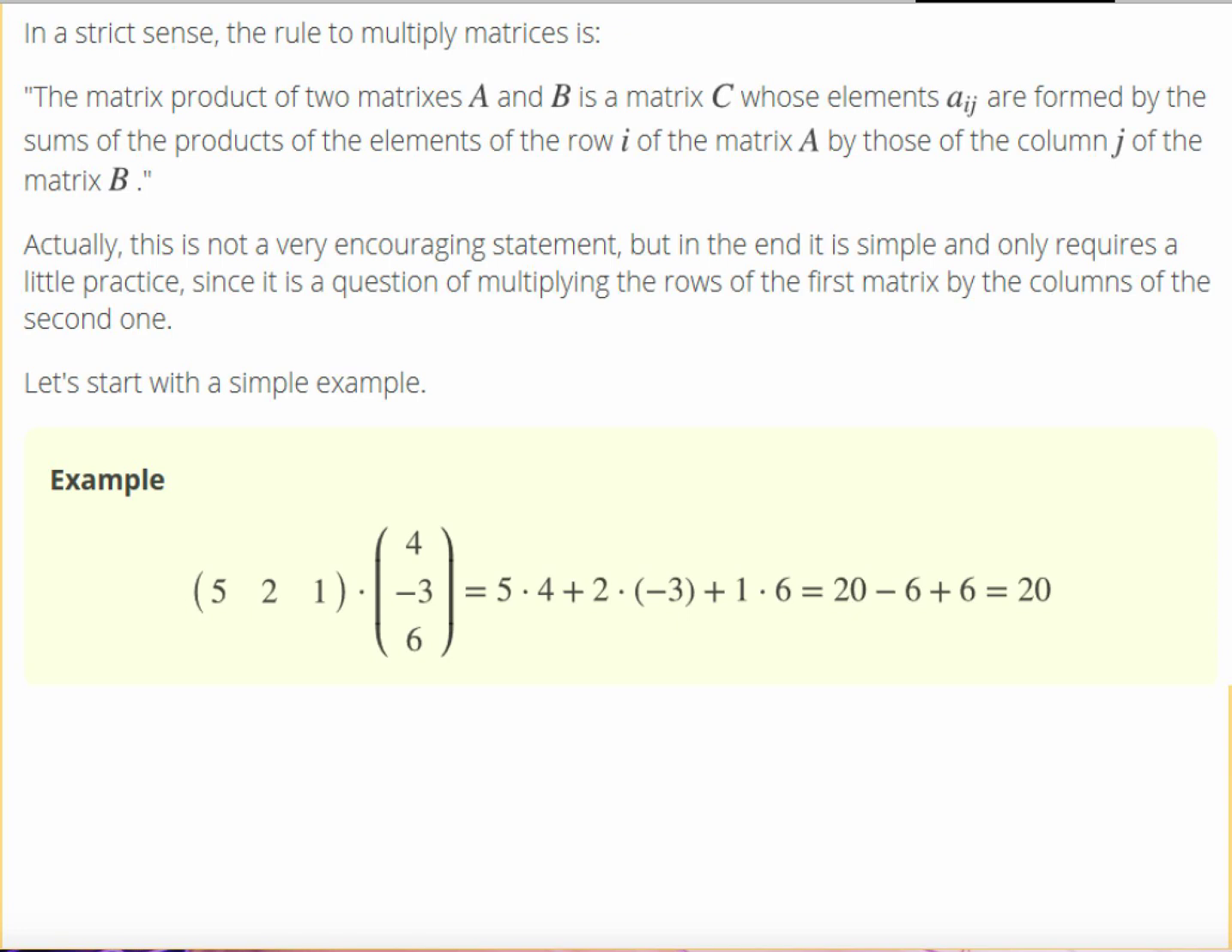So in the strictest of senses, the matrix product of two matrices is also a matrix, and the elements of that matrix are formed by the sums of the products of the elements of the row of the first matrix and the column of the second matrix. That sounded crazy coming out of my mouth, and I'm sure it also sounded crazy coming into your ears. It's not intuitive, I will say.